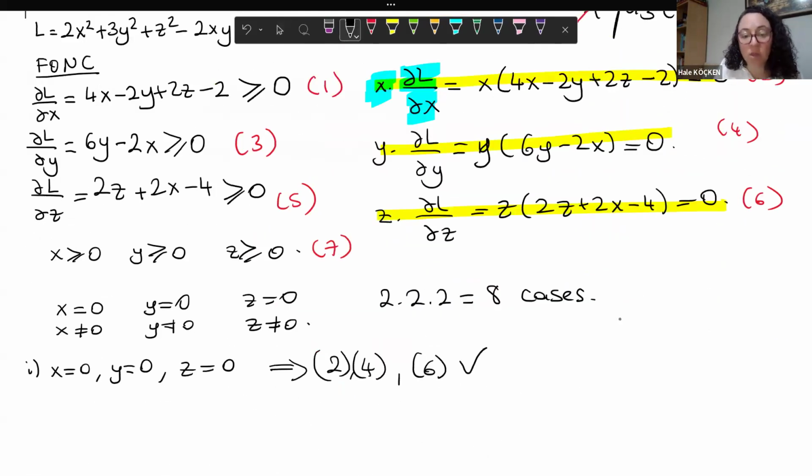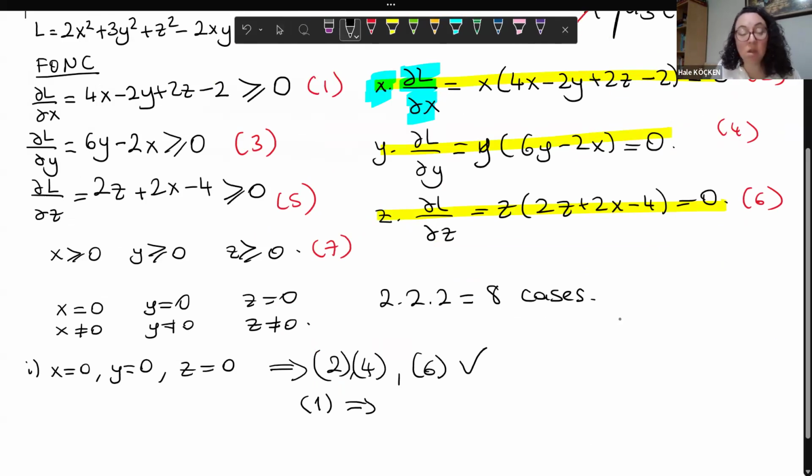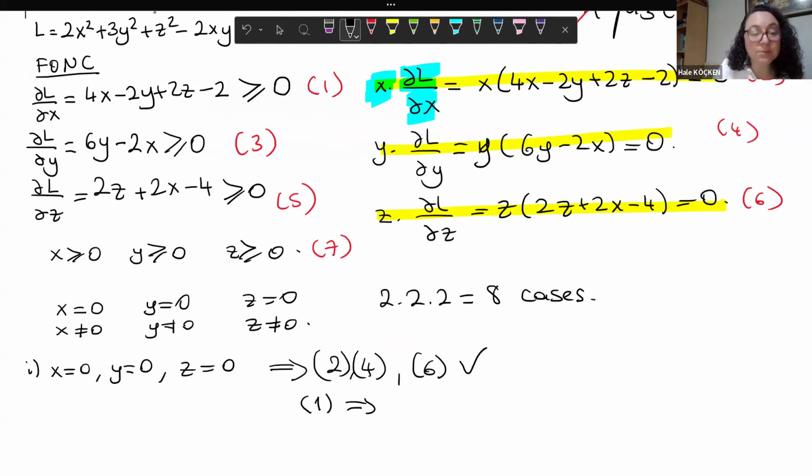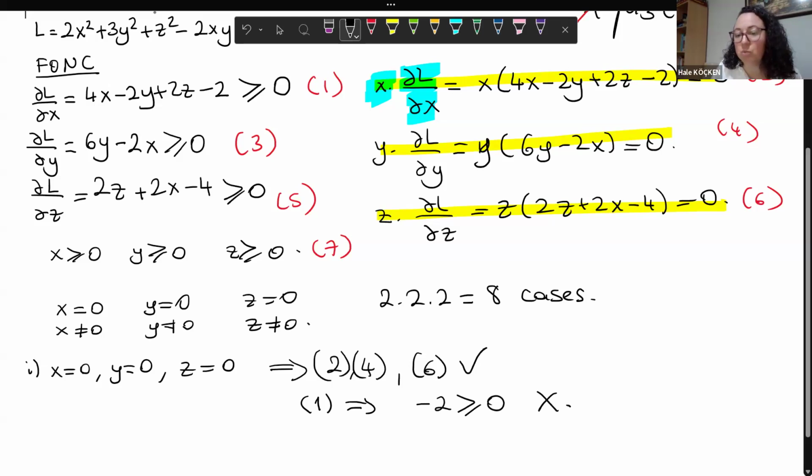What about 1? Let me substitute 0, 0, 0 into 1. As you see, it gives minus 2, which is not equal to 0. So you put a cross out there, which means that no point is obtained from this case. No point.